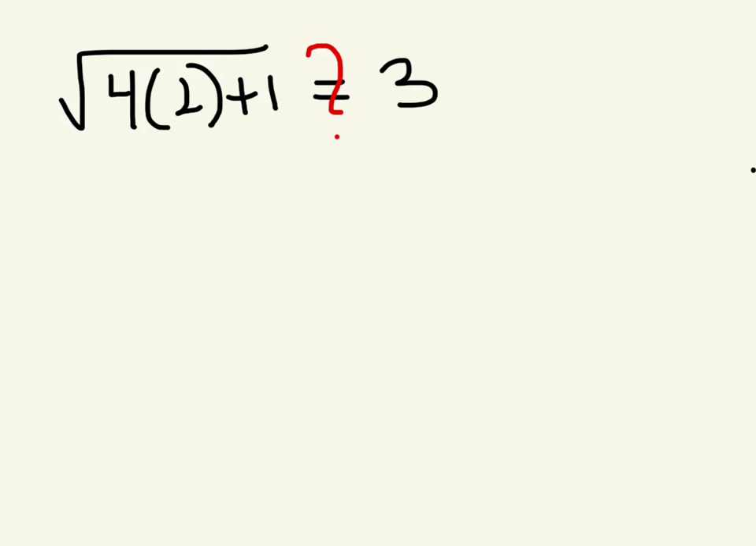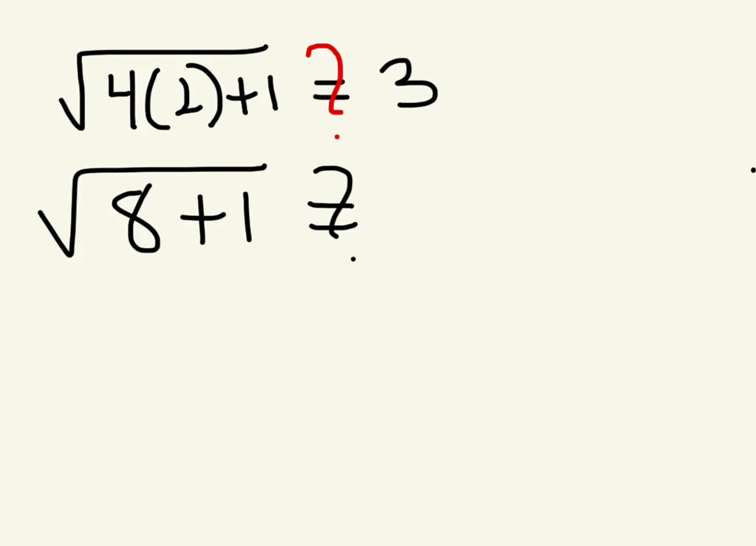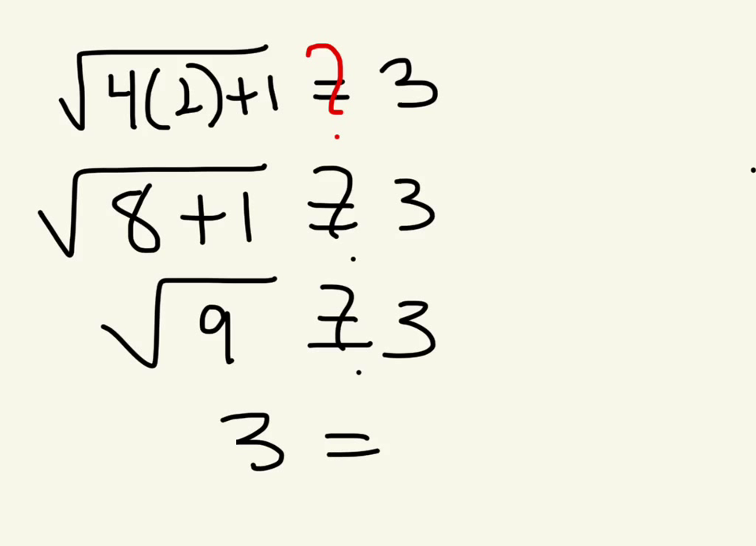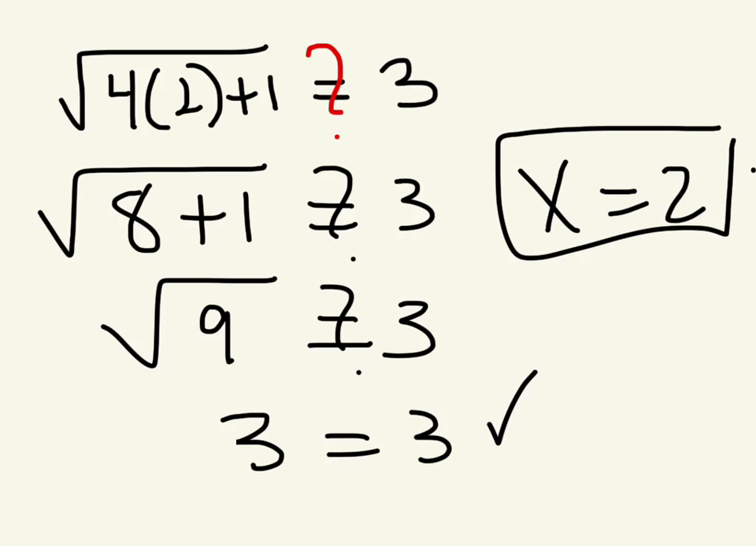So when I simplify the expression, I end up with 4 times 2, which is 8, plus 1. Again, is this equal to 3? The square root of 9 is certainly equal to 3. Therefore, this is a true statement, and our solution of 2 works. Now let's look at another example.